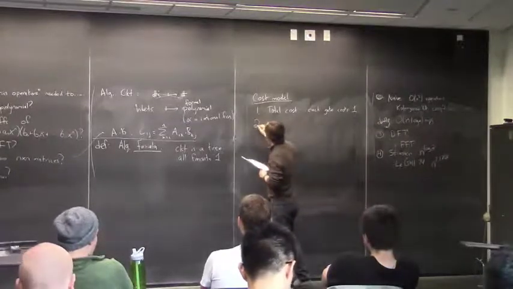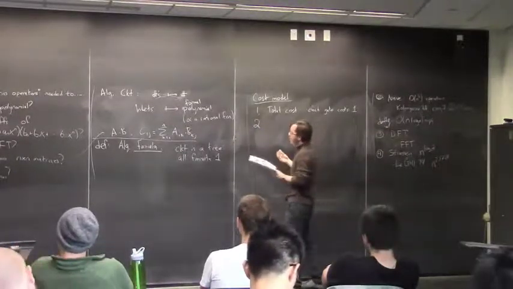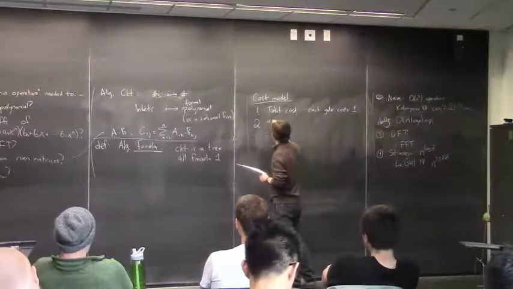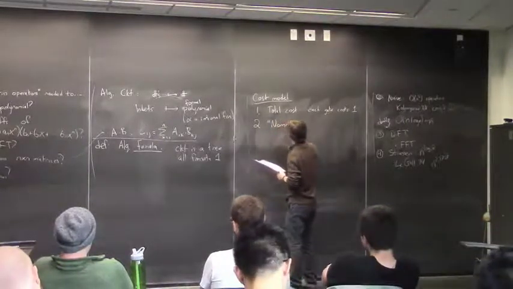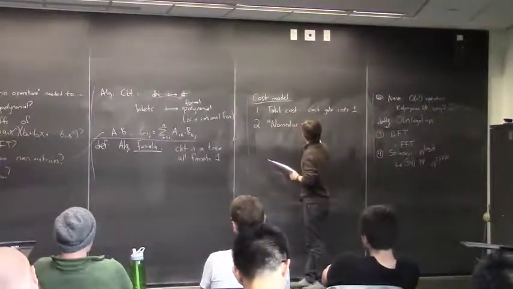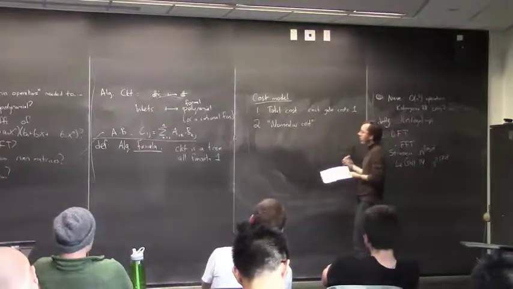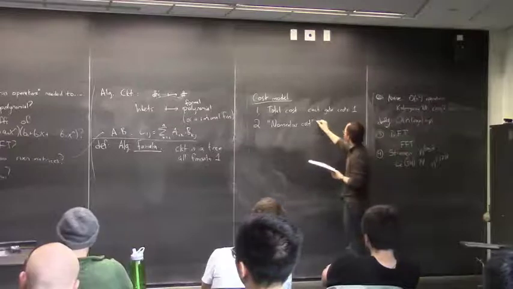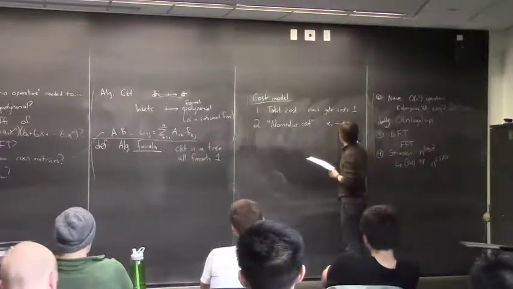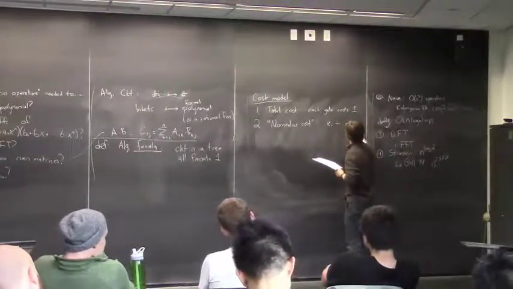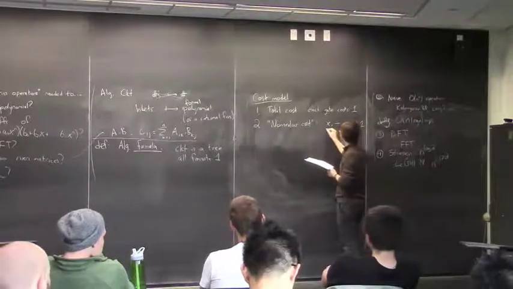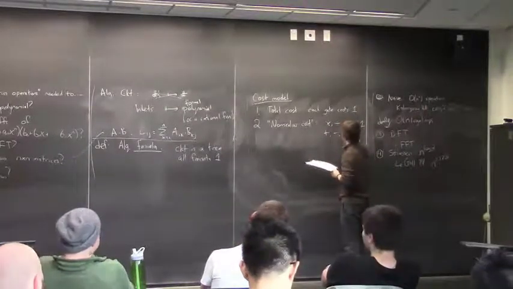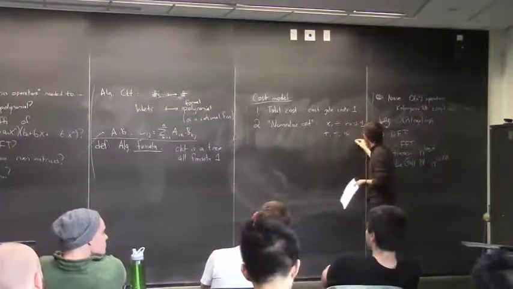Another cost model, which might look a little strange, but take my word for it, is quite natural. It's called the non-scalar cost for some reason, basically because you only charge for the non-scalar multiplications. Basically, it's just times and divide cost 1, and everything else is free. So plus, minus, times a constant, plus a constant are free.